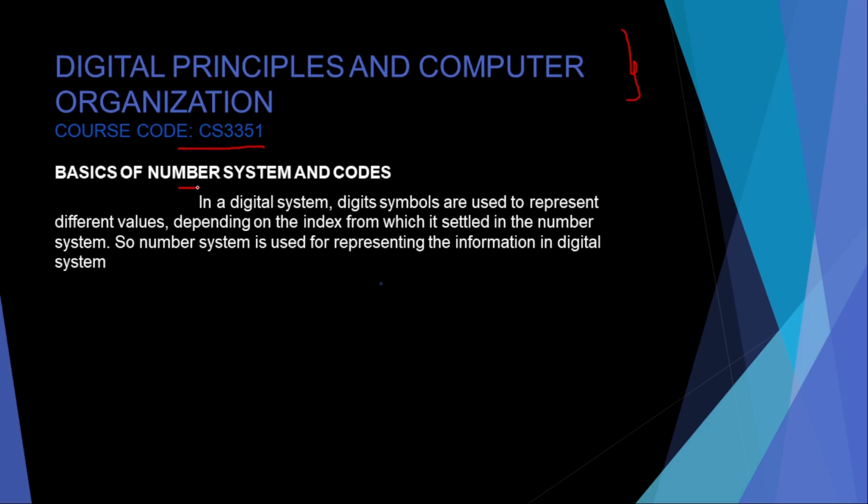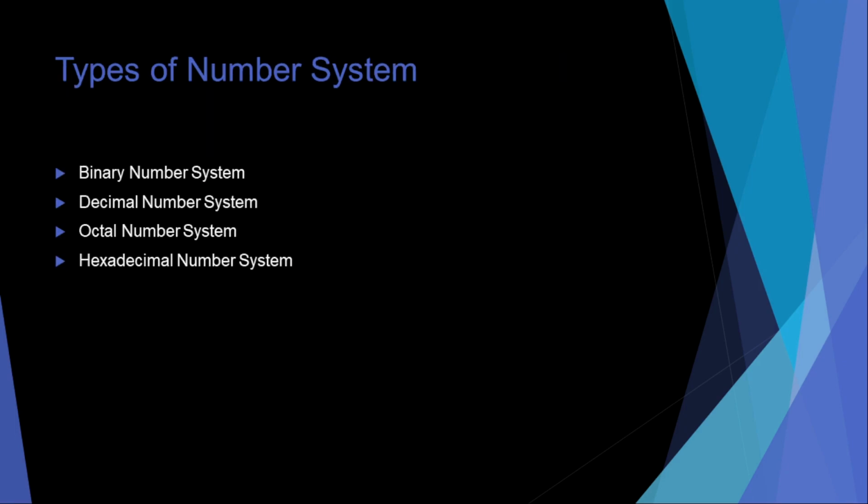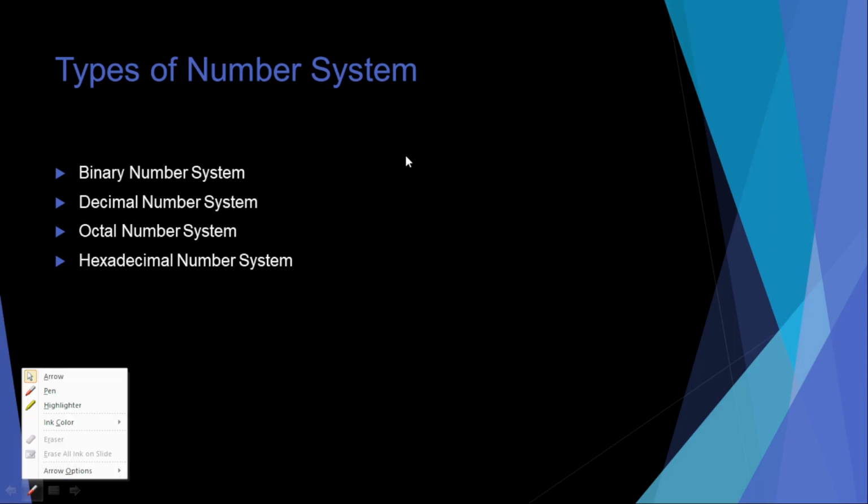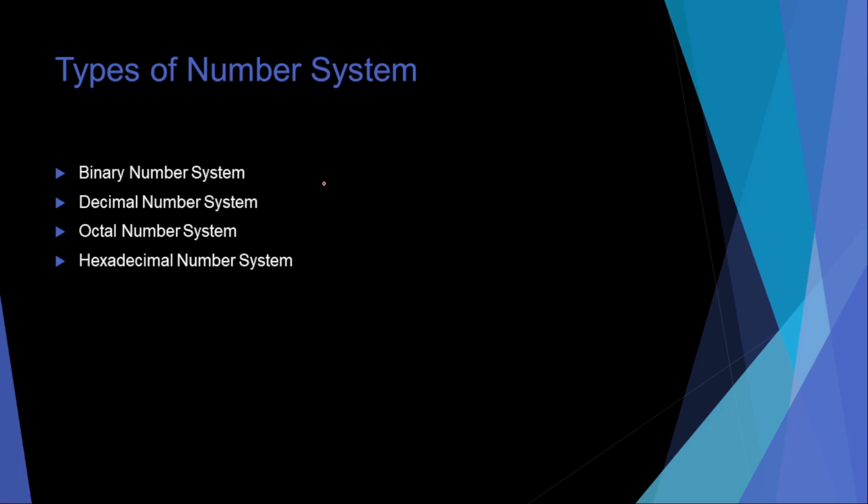Basics of number system and code. What do we mean by number system? Why do we use the number system in digital circuits? The number system is used to represent information in the digital system. We study it to represent our data and information in the digital circuit. Usually the number system is classified into 4 types: binary, decimal, octal and hexadecimal number systems.